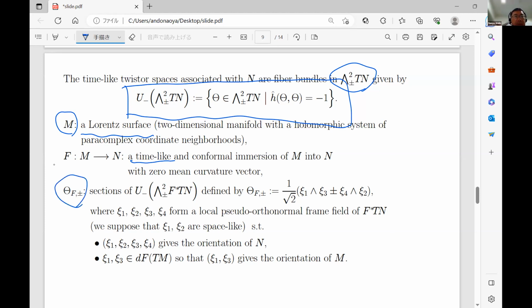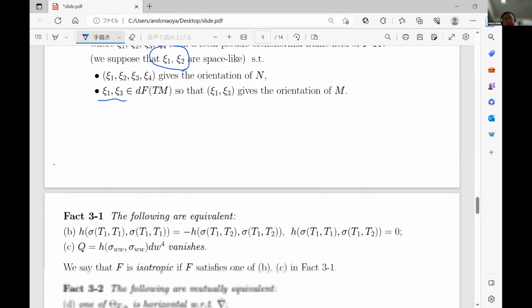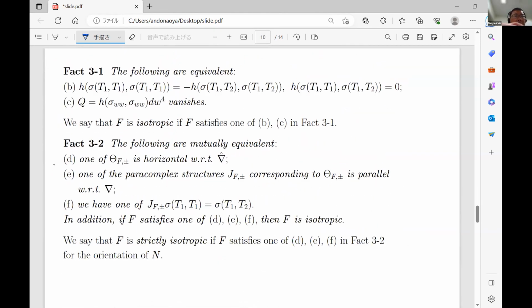Then F gives its lift. These are sections of the time-like twistor spaces associated with the pullback bundle defined by this. We suppose that Xi1, Xi2 are space-like. Since the surface is time-like, we suppose that Xi1, Xi3 are tangent to the surface. Then we have these two facts.